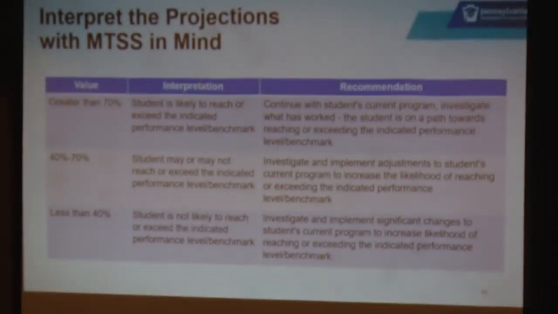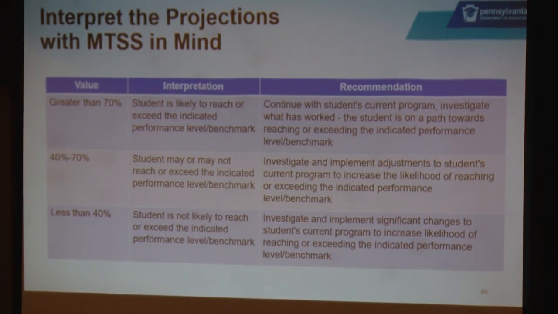But just a note about this, let's interpret these projections with MTSS in mind. If you see that you have a student with a greater than 70% likelihood of reaching that benchmark, that means that they're very likely to meet whatever benchmark you set, proficient, advanced, basic, whatever you're talking about.